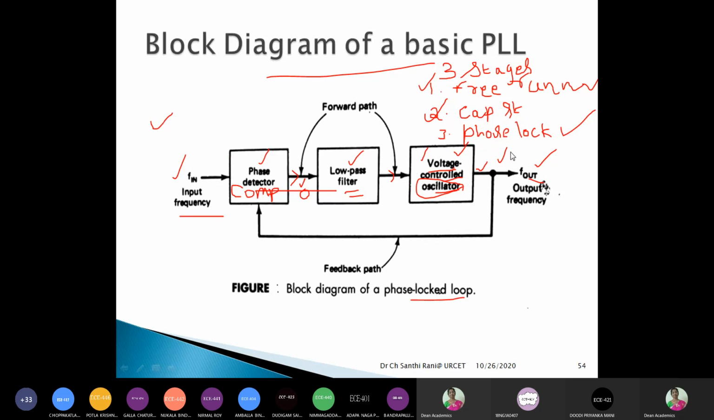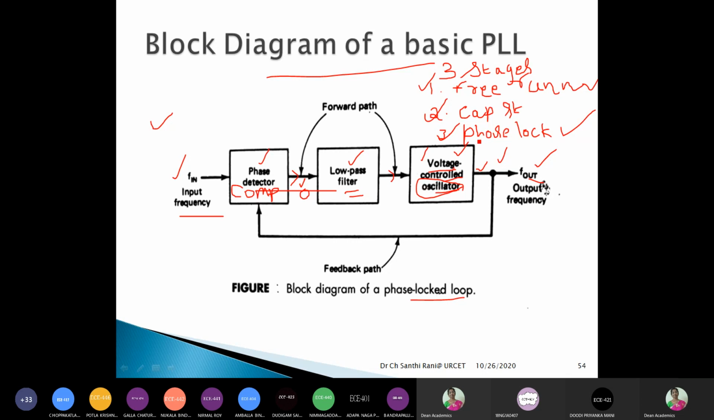Then what is the capture stage? Once you apply the input frequency, the output frequency will be changing. Then again it is fed back to the comparator and low pass filter, and the voltage control oscillator keeps changing, until the input frequency is equal to the output frequency. This process is called the capture stage. Once it is equal, the PLL enters into the phase locked state.